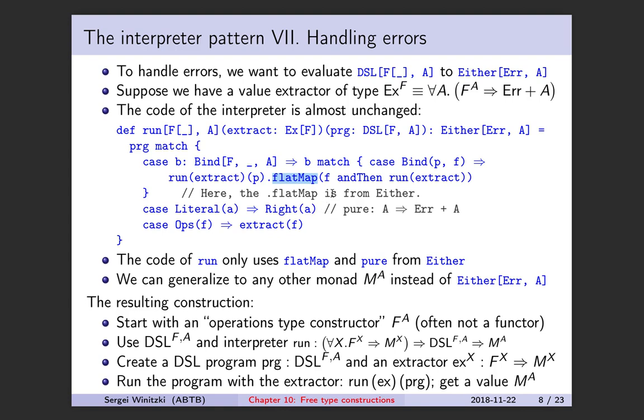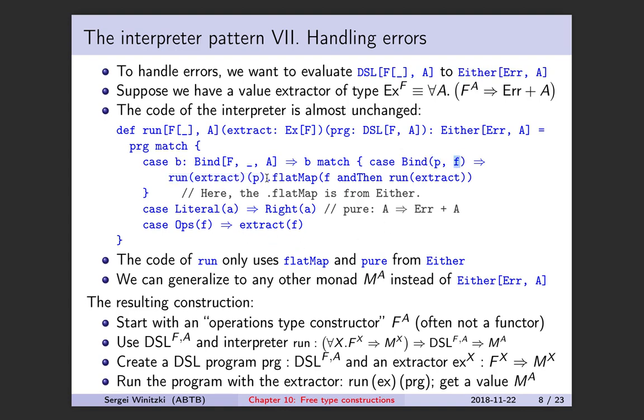So how does this code work? Well, it goes through the expression tree. When it finds the bind expression, it will now use the flat map of the ether monad. It will first run the same run function, it's recursive, on the P, so we have a bind of P and F.